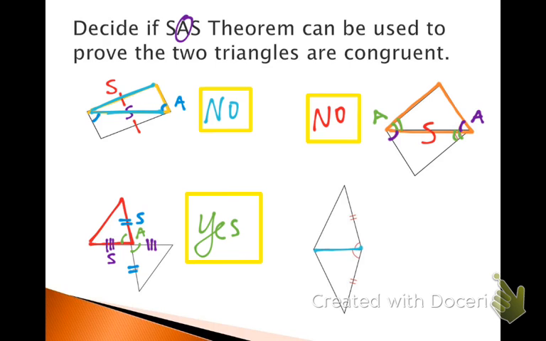The last one, we're going to compare the top triangle to the bottom. We have a side congruent to a side. Do we have angles that are congruent? Yes. Does it matter that their lines are uneven? No. So the reason they're uneven is so you don't think we're talking about one big angle. We're talking about two separate angles. So that is an angle marked congruent to an angle.